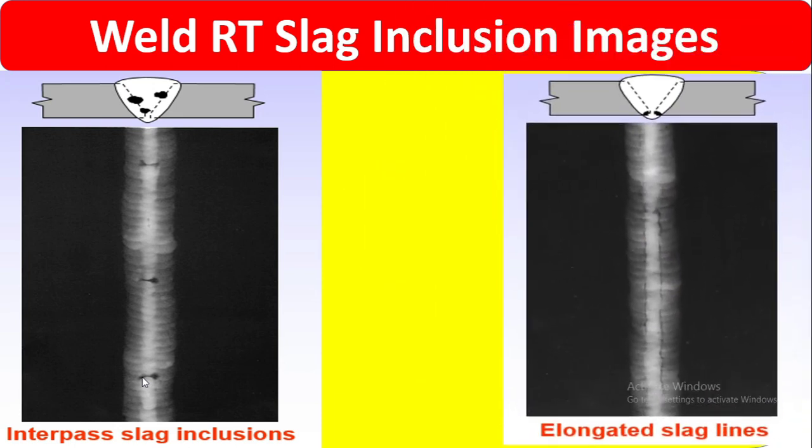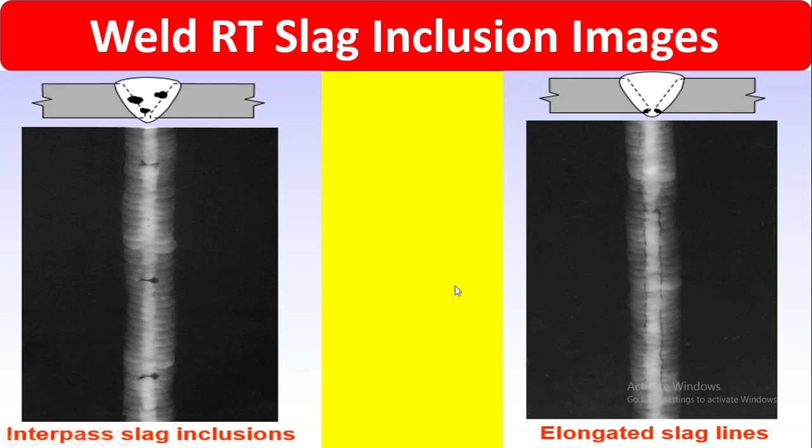Now how does it look in the radiographic image? You can see the interpass slag inclusion. You see here, this is your weld, this is the slag inclusion, this is the interpass slag inclusion. Now this is your elongated slag inclusion. Where it is generated is the most important thing.